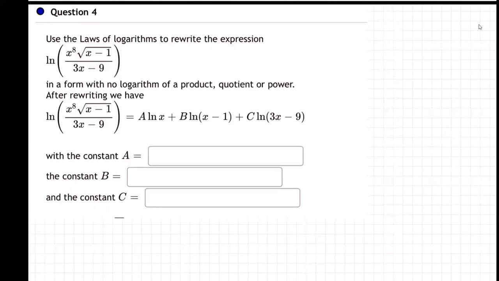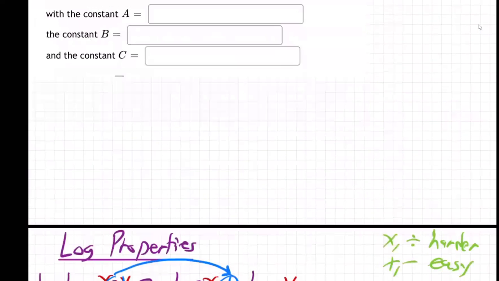Okay, so on this question, we have this natural log, which is just a special kind of log, and it follows all the same log rules, of this big old expression. They want us to break it into 3 natural logs and identify what A, B, and C are. Okay, so how do we do it? Well, we're going to use the 3 log properties.